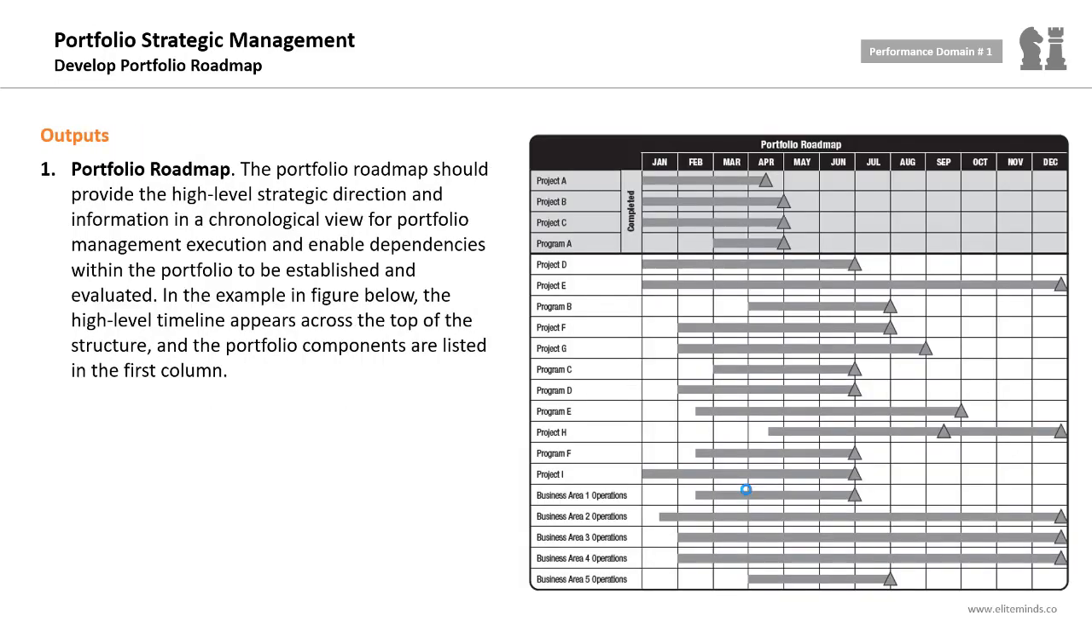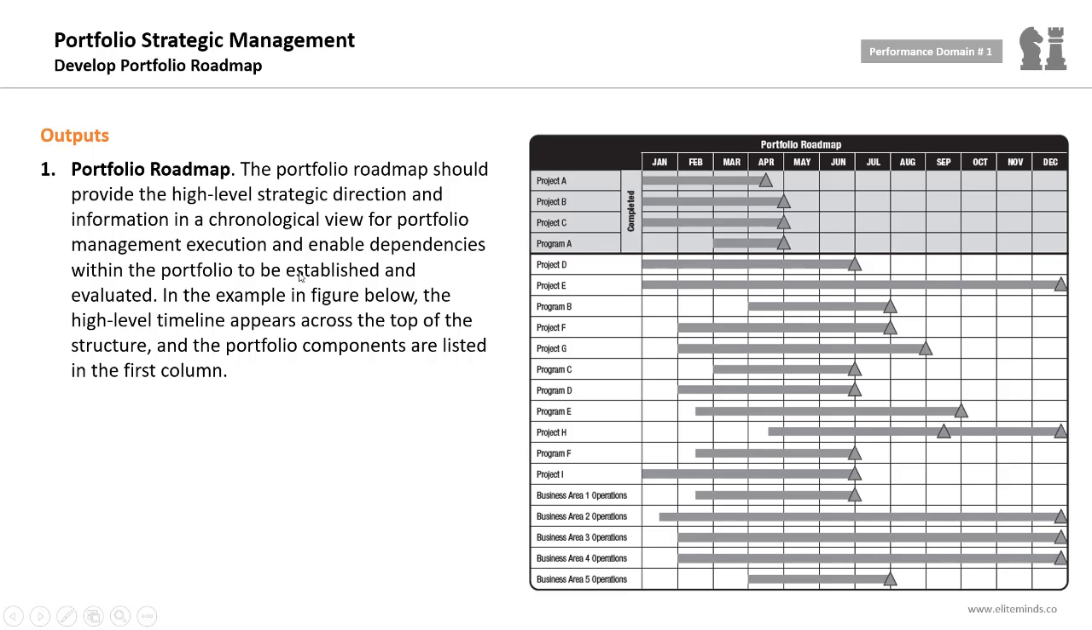Now, the key output of this process is the portfolio roadmap, and this is an example shown in front of you. Here are the portfolio components. Here are the key milestones in addition to the timeline. So this is an example of a high-level portfolio roadmap showing all the portfolio components.